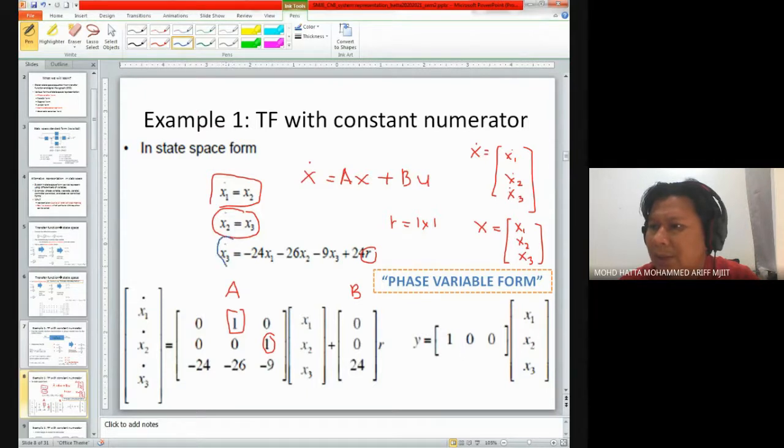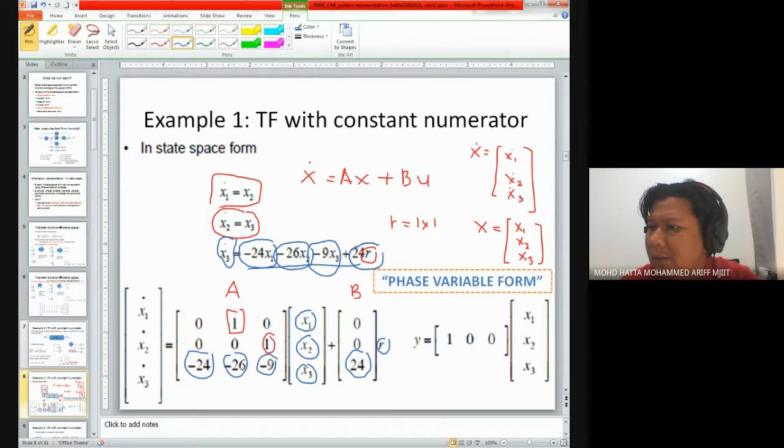And okay, this is very crucial. The third one is x3 dot. If you go through this equation, you might find that the elements translate from the equation that we have over here. So x3 dot equals negative 24 times x1. This is the first element over here. Plus negative 26 times x2, we have it over here, plus negative 9 times x3, and this is what we have in the third term, and plus 24 times r. Okay, then we finish putting all the elements of the differential equation into our state space model. We are done with our state equation over here.